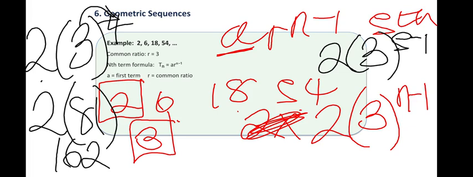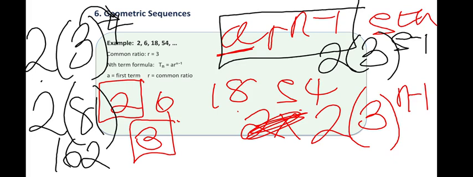So if you're asked to find the nth term, you're going to be using this formula there. But if you are given a value, you're going to be using that formula to find whatever you're looking for.